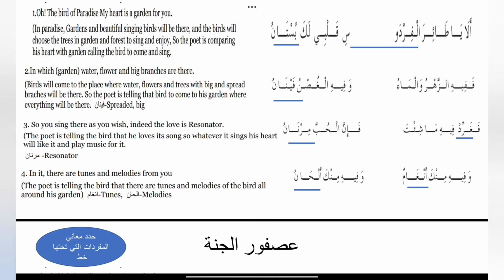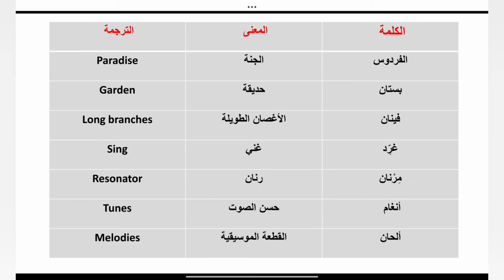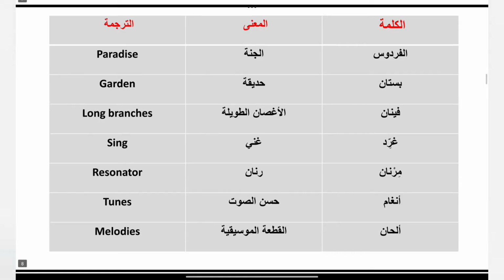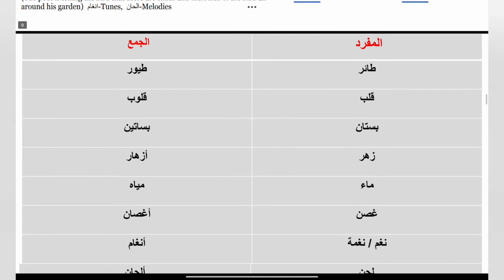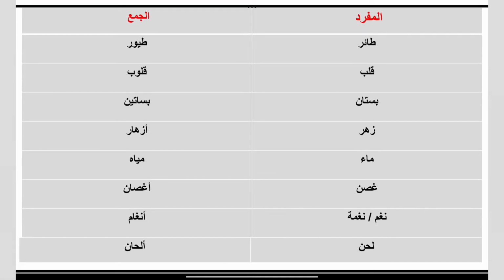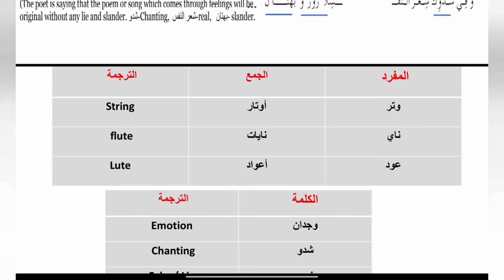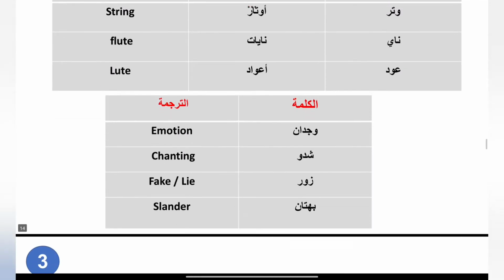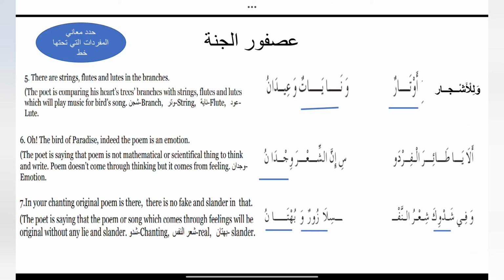Angham, tunes; Alhan, melodies. Arabic meanings and English meanings are given here, so you can have a look into it. Not only this, mufrad and jam' are also given: tayr, tuyur, qalb, qulub, like that. Then mufrad, jam', tarjima, then kalimat tarjima. All are given here. And the next lines.